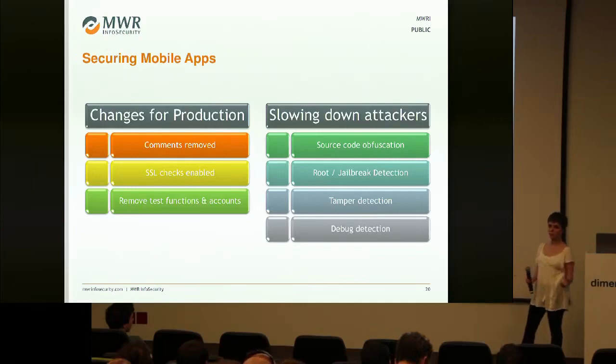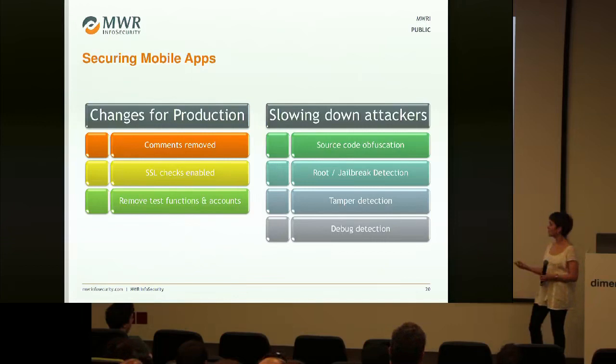Then also include root and jailbreak detection. This is because most of the people who are going to be attacking the phone are probably going to want to run it on a rooted device or something. So it helps, but it's not a catch-all. And then some sort of tampering and debug detection. Within that, again, if it's running on the user side, we will be able to patch this out. But there are some actions you can take.